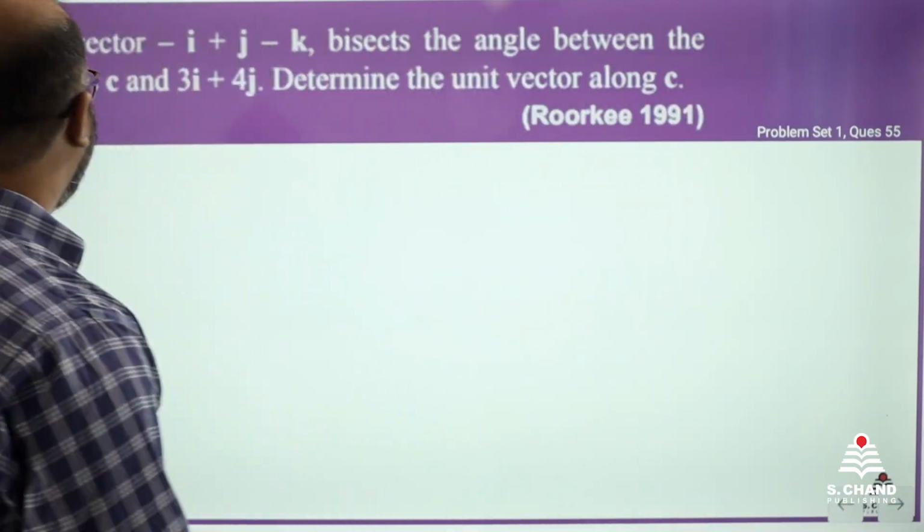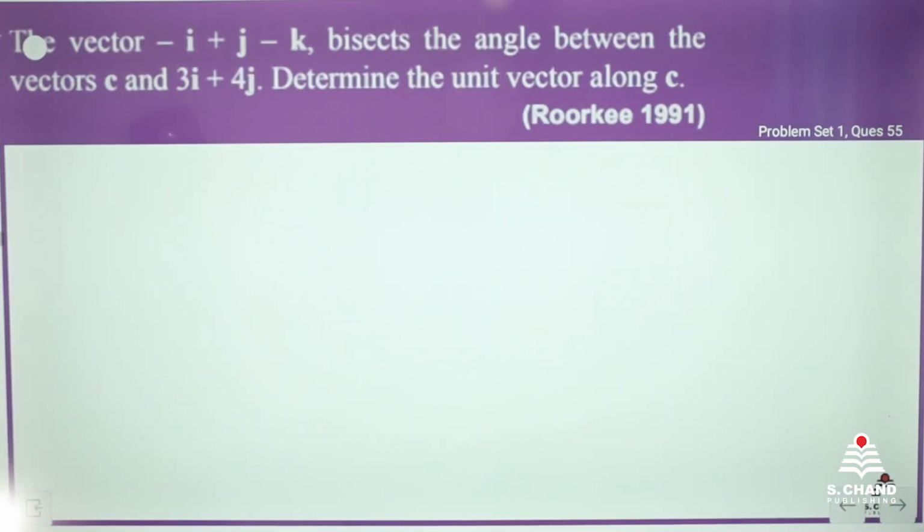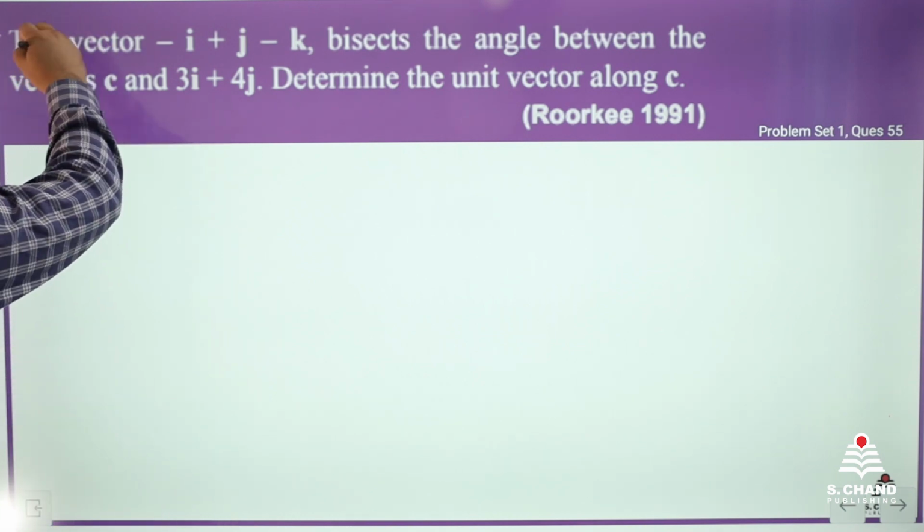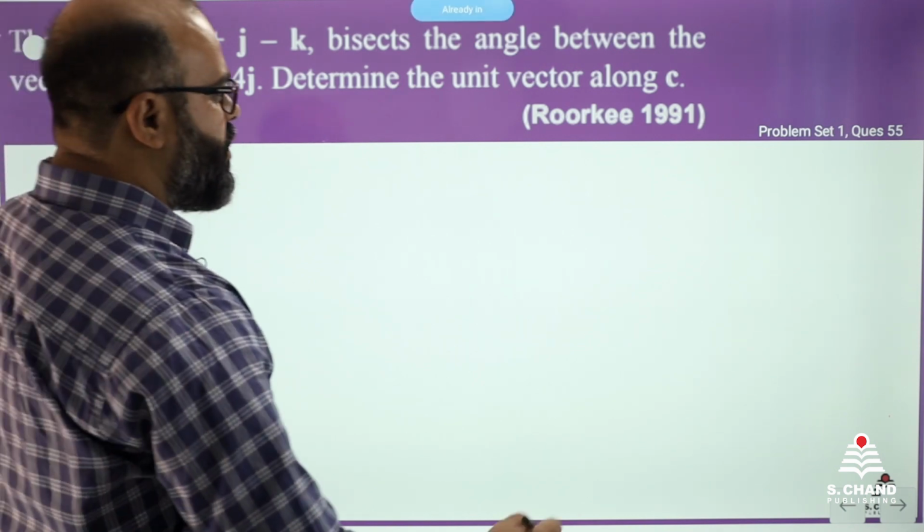The next question says the vector minus i plus j minus k bisects the angle between the vector C and 3i plus 4j. Determine the unit vector along C. So here again, what is given? There are two vectors.